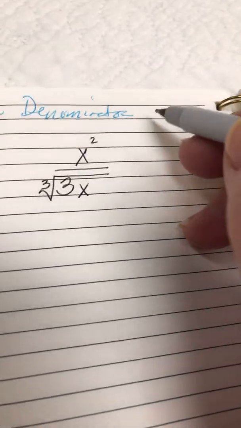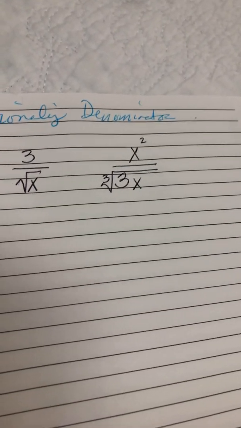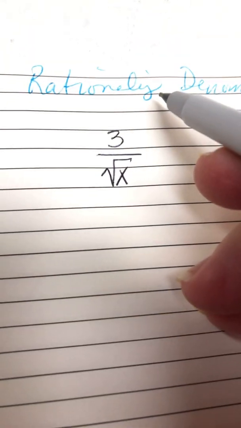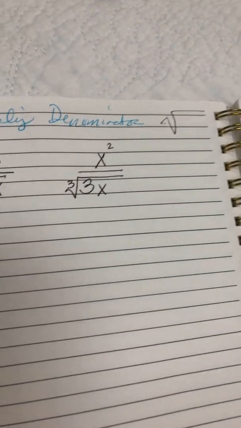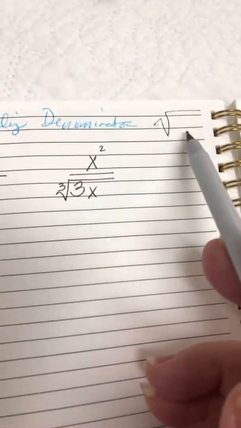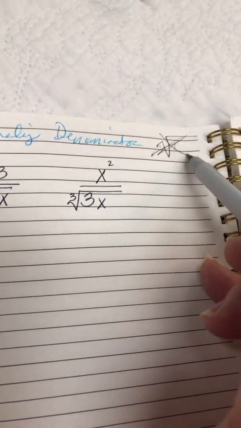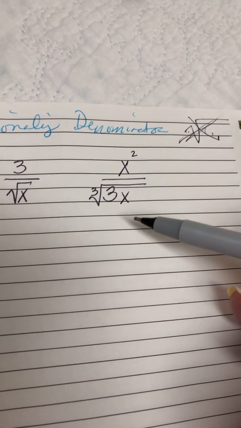Okay, so rationalizing the denominator means what I would say is rational and radical are opposites of each other. Rational, I always think of fractions. Radicals, I think of the root symbol. So we want to rationalize the denominator, meaning we don't want these radicals in the denominator. Doesn't matter if they're on top, we just want to get rid of them on the bottom.